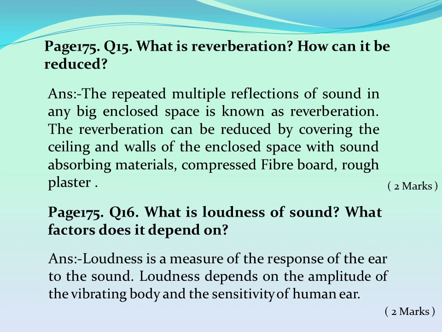Page number 175, question number 15. What is reverberation? How can it be reduced? Answer. The repeated multiple reflections of sound in any big enclosed space is known as reverberation. The reverberation can be reduced by covering the ceiling and walls of the enclosed space with sound absorbing materials like compressed fiberboard, rough plaster.